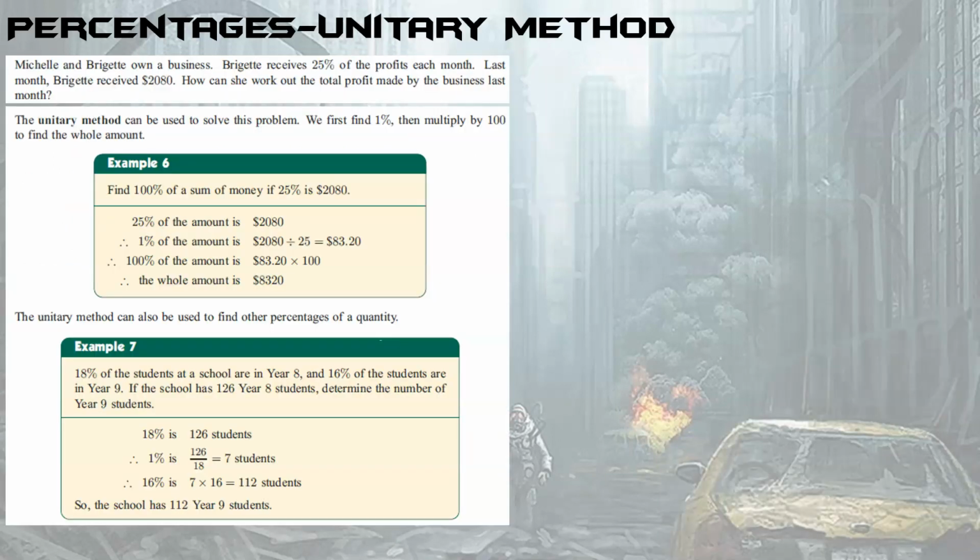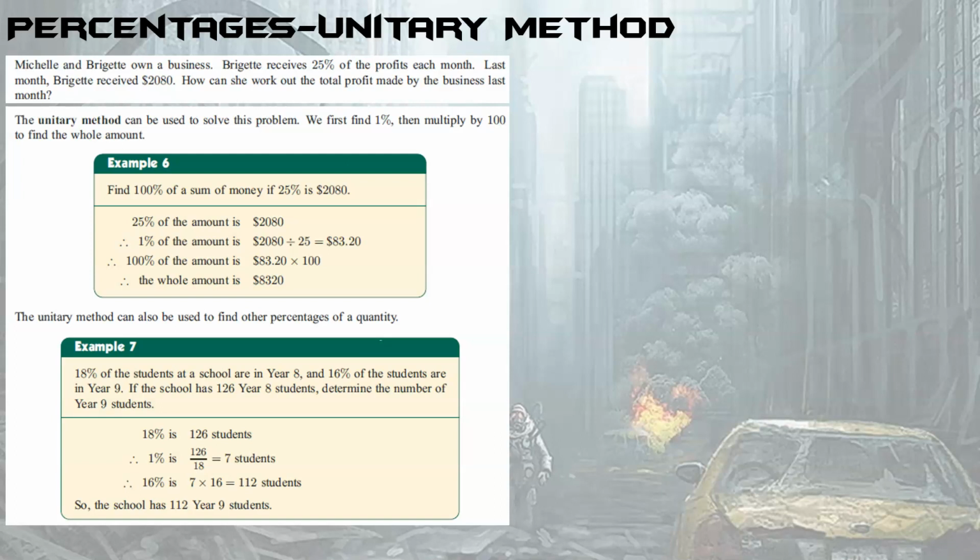The other option is to look at the unitary method. Let's say Bridget and Michelle own a business. Bridget receives 25% of the profits each month, and last month Bridget received $2,080. How can she work out the total profit made by the business last month? The unitary method is used to solve this problem. We first find 1%, and then we multiply by 100 to find the whole amount.